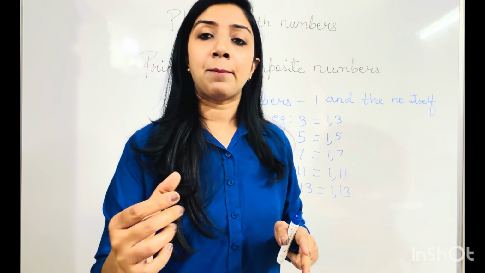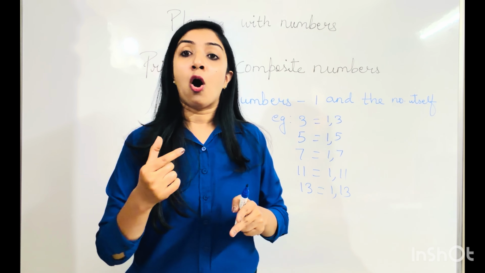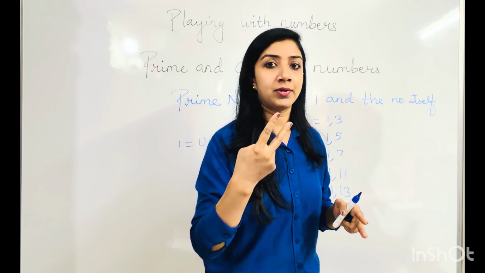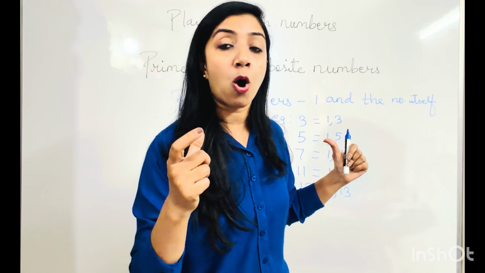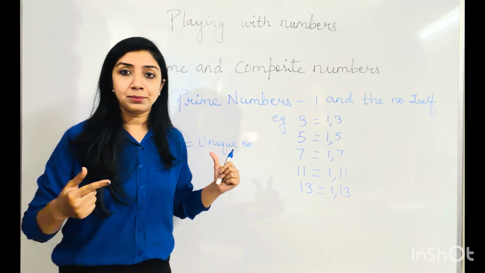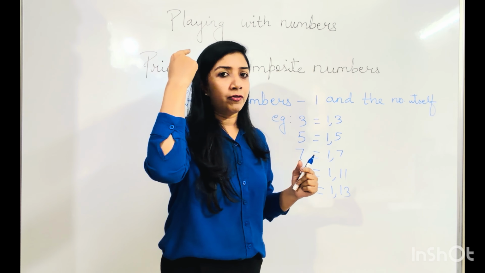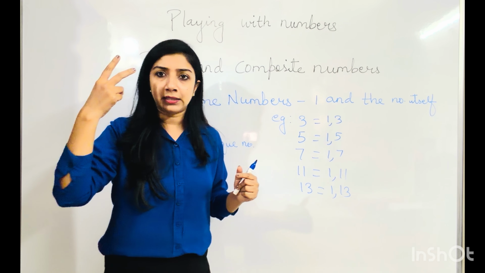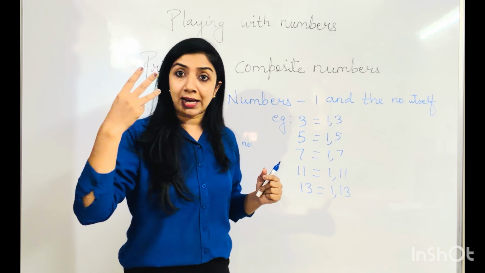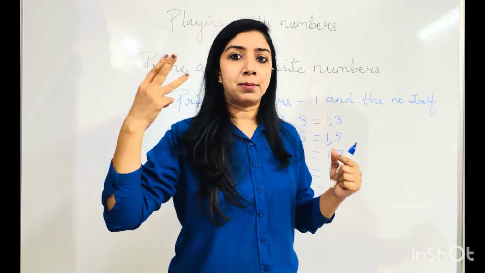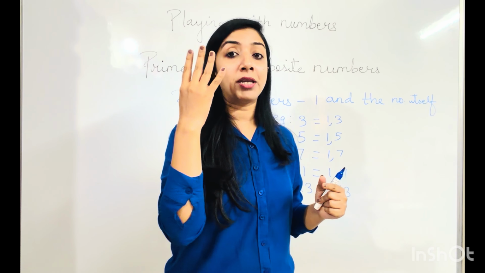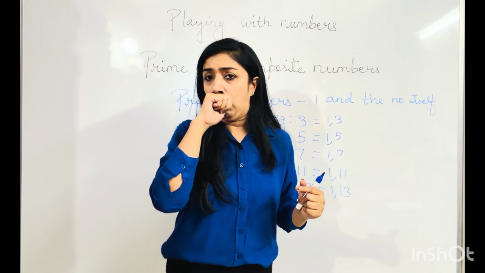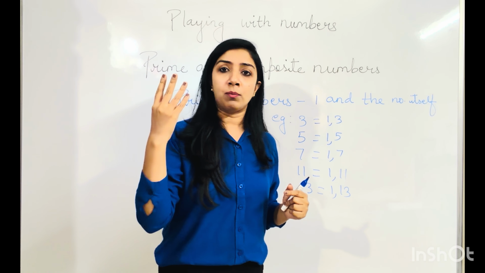Because let's take the example of 15. 15 is an odd number. But if you see, the factors of 15 are more than 2. So 15 is not a prime number, though it is an odd number. Let's think about 15. 15 is divisible by 1. 15 is divisible by 3. 15 is divisible by 5. And 15 is divisible by the number itself, that is 15. So how many factors do we have for 15? 4. So 15 is a composite number.